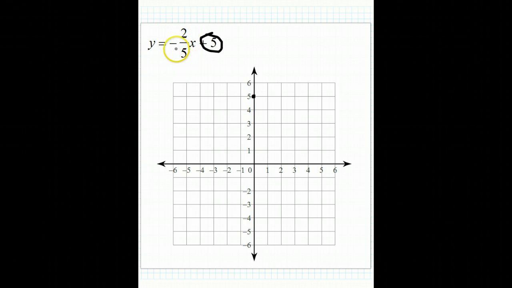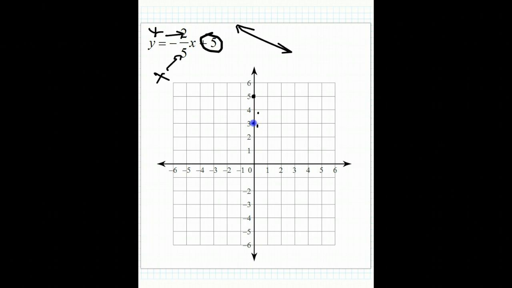Now, if you recall, a negative slope means that if you look at a graph from left to right, the graph should be going downhill. So it should be decreasing in value as you go from left to right. The top number tells me I have to go in the y direction, and the bottom number tells me I have to go in the x direction. So since I can't go up 2, I'm going to go down 2.